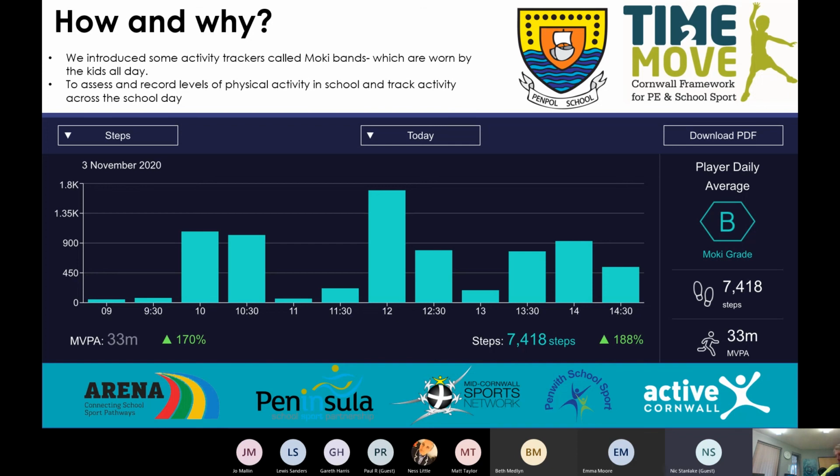What Moki enables you to do is to set up profiles for the children. So each child has a profile and you can track their steps day to day, and as you can see at the bottom right, it gives a percentage increase and a grade depending on how many steps they do. So there's an element of intrinsic motivation to beat their score from the day before.